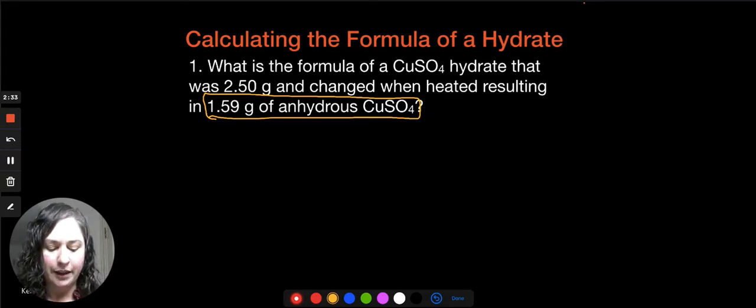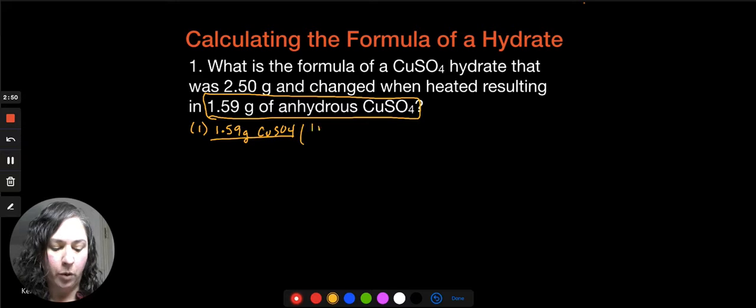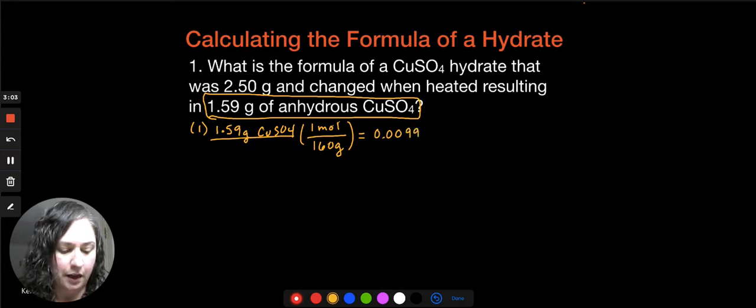So if we are looking at that step number 1 that we had from before, so step number 1 in our problem solving, we're going to start with that 1.59 grams of our CuSO4, and we're going to change that to moles. So for every 1 mole, there's 160 grams. And I get a really small number, so 0.0099375. Okay, that's moles.